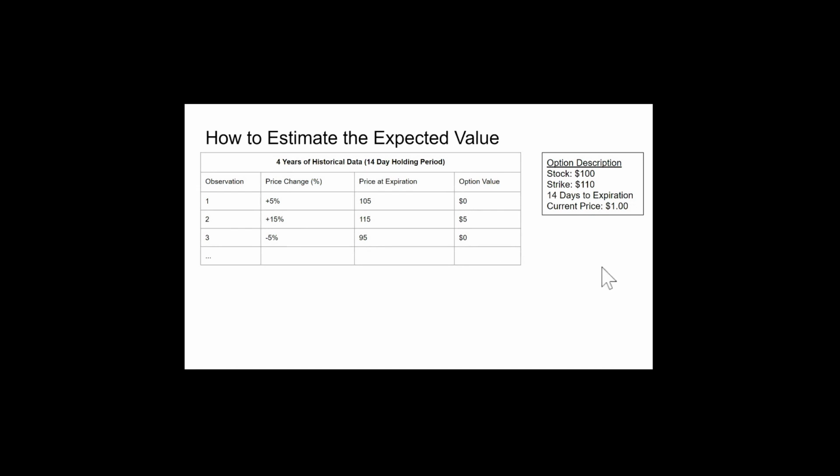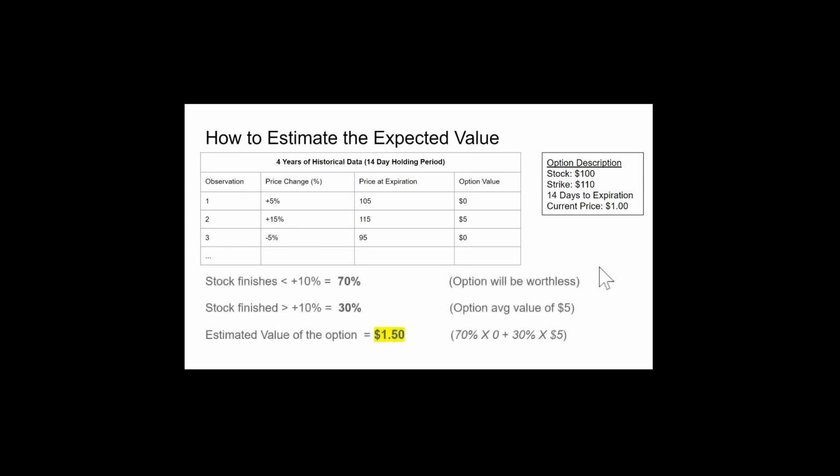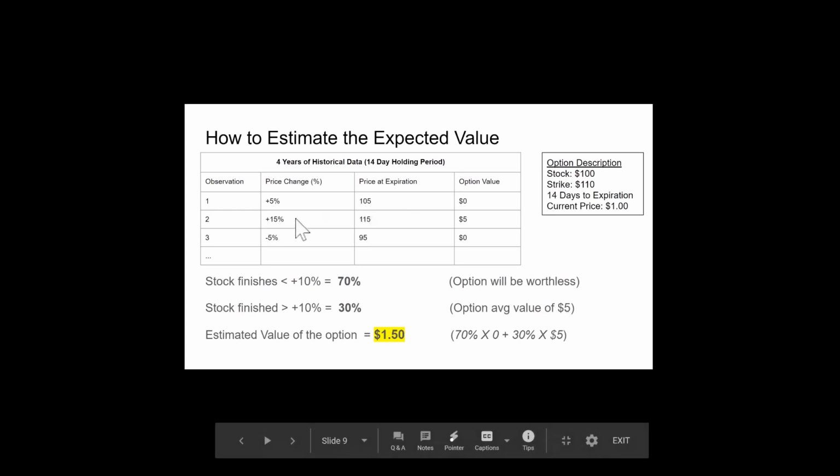And you say, well, what is the expected value of this option? And that's very important. So let's say I take all the statistics, and the percentage of times it finishes below 10% was 70%. So 70% of the time it was worthless. The amount of times it was above 10% happened 30% of the time, and for an average price of, let's say, $5, on average it was up 15%. So what is this option worth?